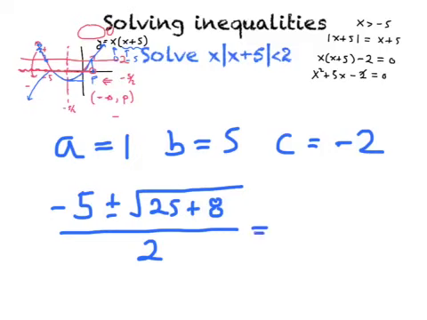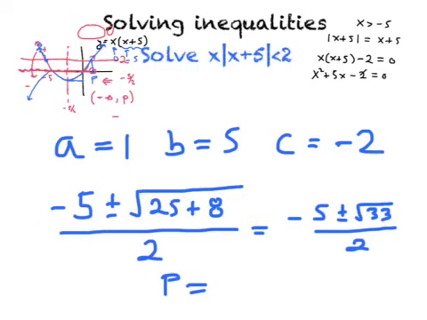So what we're going to have at the end of the day here is minus 5 plus or minus square root 33, divided by 2. Okay? And the root P, our root P, will be the positive one of these two, and that will be minus 5 plus square root 33, this whole quantity, divided by 2. Okay? And that solves our problem.